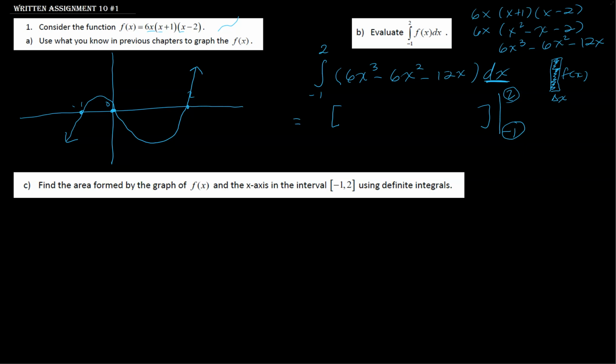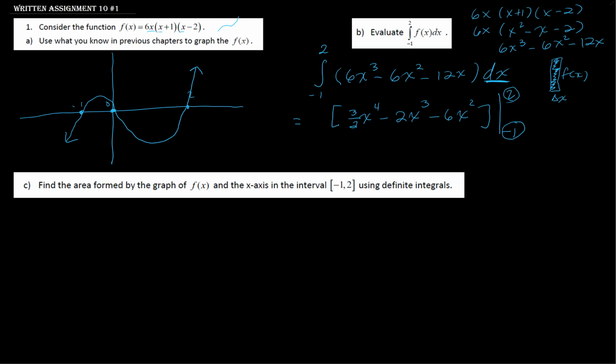Now we take the antiderivative, so that would be 6x to the fourth divided by 4. 6 over 4 is 3 over 2, x to the fourth, minus 2x to the third, since 6 divided by 3 is 2, minus 6x squared divided by 2, which is 3x squared. We don't need to write the c like in an indefinite integral, because the c will cancel out when you evaluate upper minus lower. Those c's are going to cancel out.